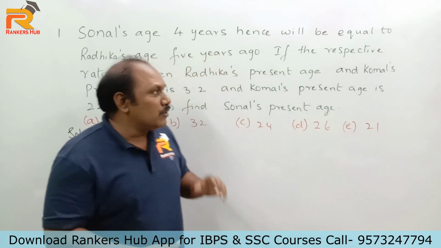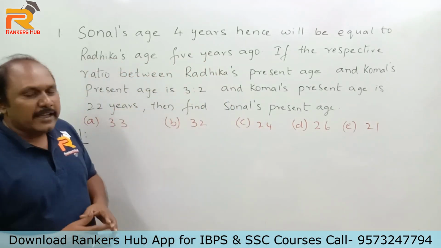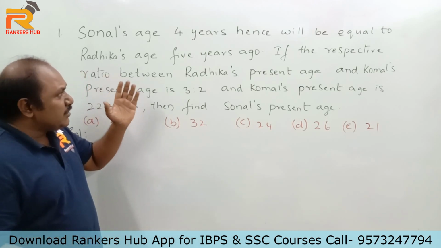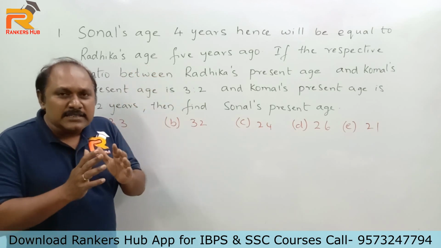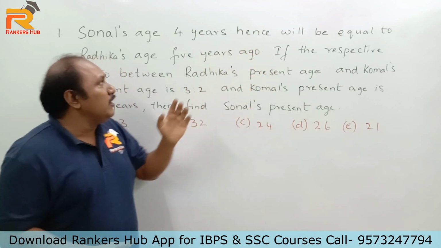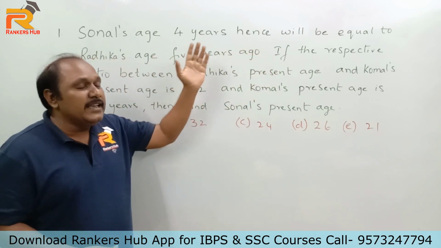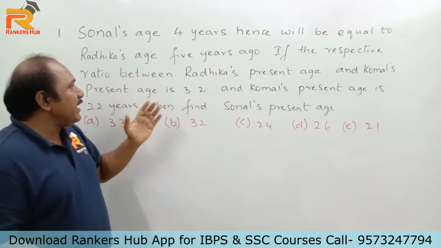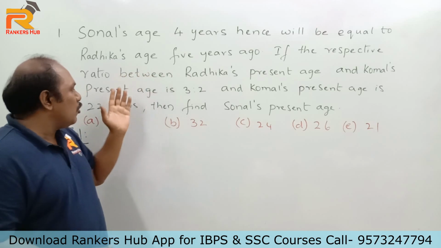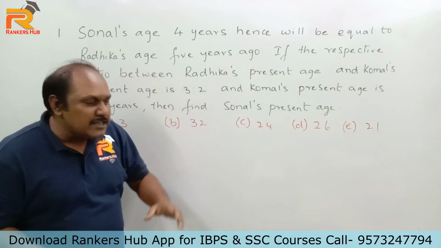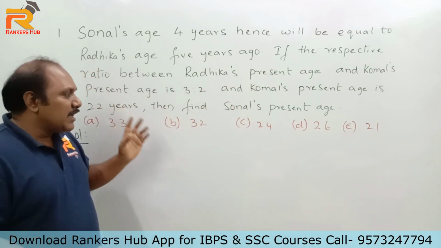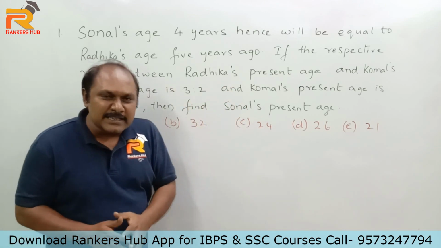Now, let us look into the questions here which were asked in IBPS exam. Now, the first question. Sonal's age 4 years hence. What do you mean by hence? After. So, Sonal's age 4 years hence will be equal to Radhika's age 5 years ago. If the respective ratio between Radhika's present age and Komal's present age is 3:2 and Komal's present age is 22 years, then find Sonal's present age.